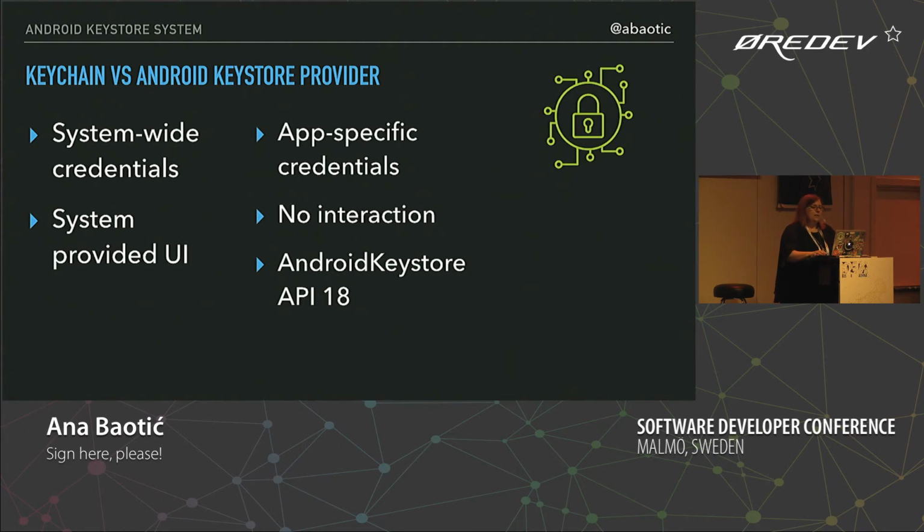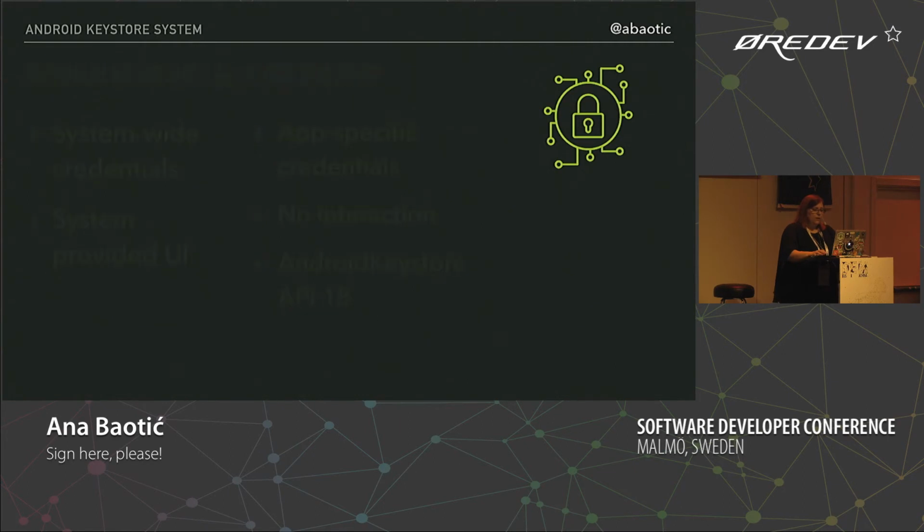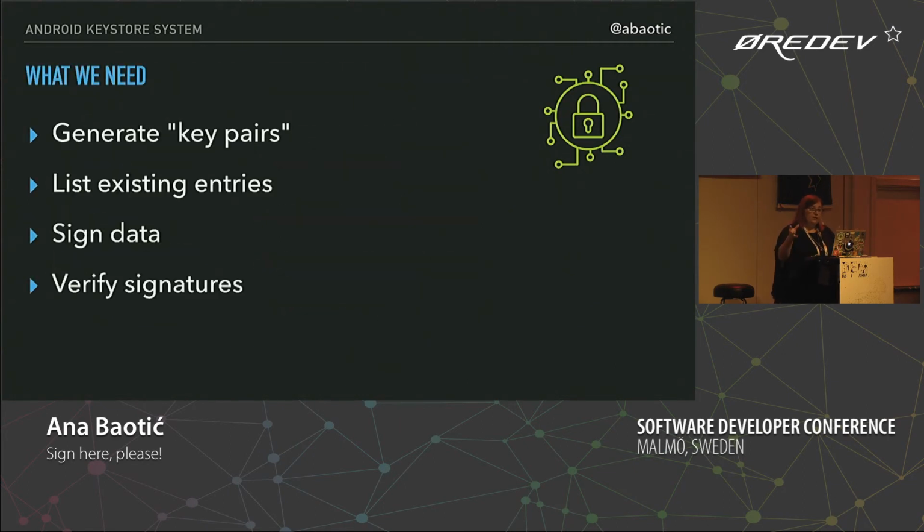Okay, so what do we typically need to work with those keys? Well, we need to generate a pair of keys to begin with. We typically need to list the existing ones. We need to be able to sign data. If you're communicating something to the backend server, you might need to sign it for that server to be able to verify that everything is okay. And again, you might get something back, and you will need to verify that the signature of what you got is valid. Again, we need to check if stuff is okay.